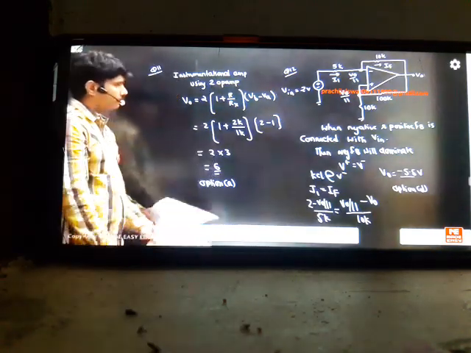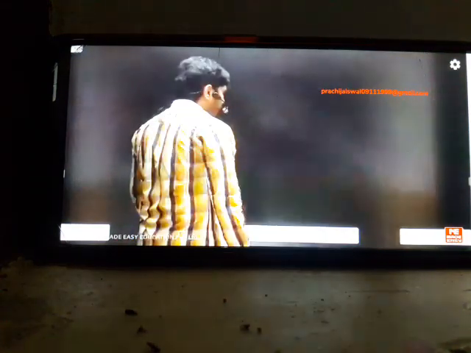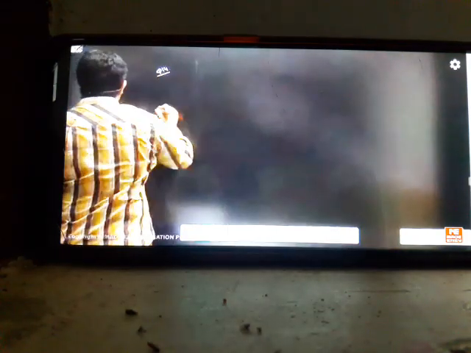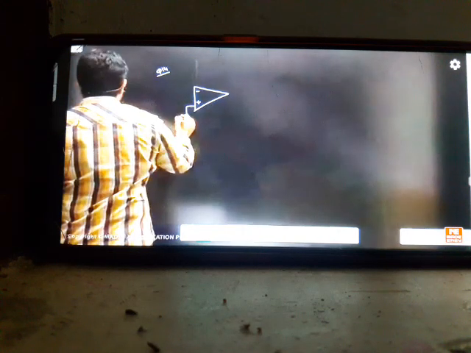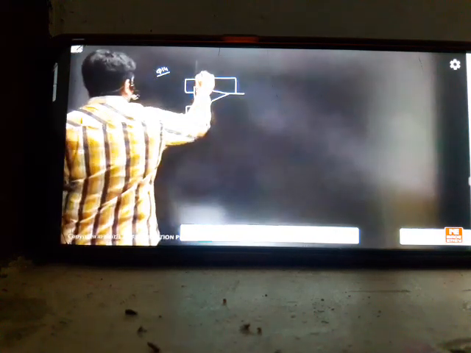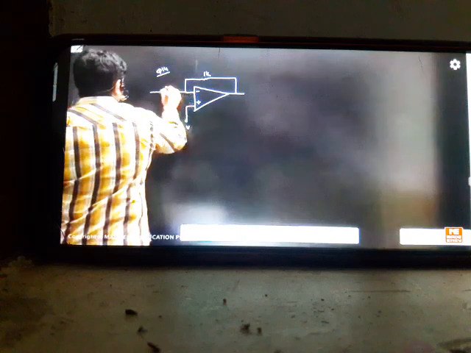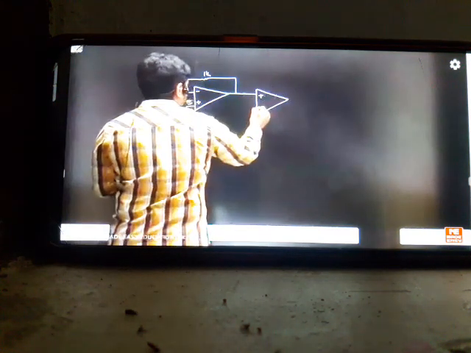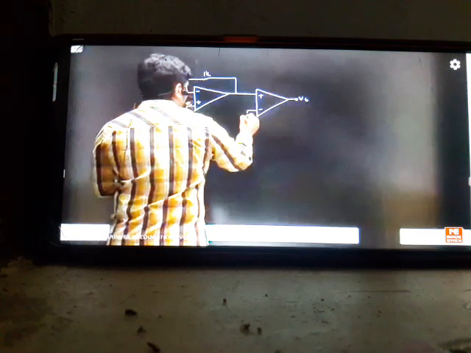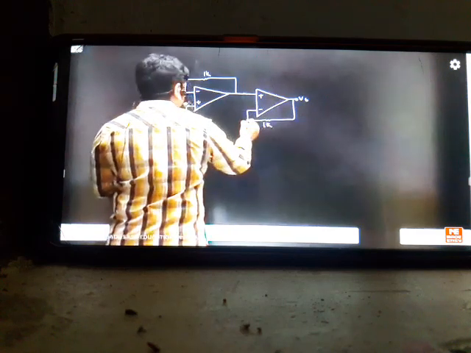First, try to start the 14th question. Question number 14. This is your op amp, minus plus. So you have 1 volt here, and on the top side we have some resistance. This is 1k. This is 1k. This is minus 2 volts. And we have an op amp again, positive, negative. This will be output V0. This is 1k. And this is 1k.